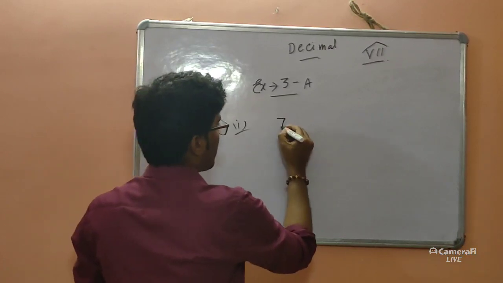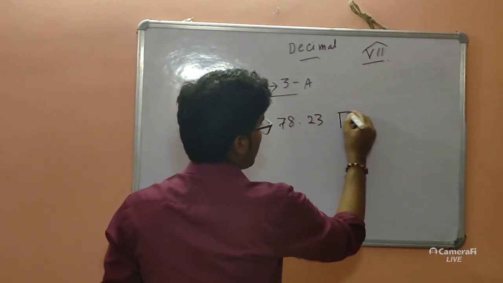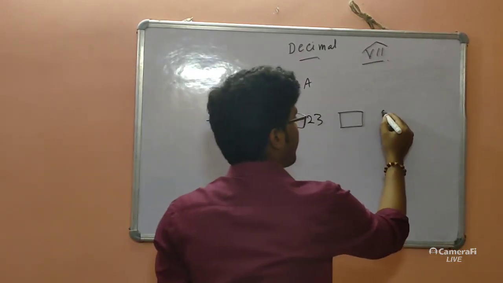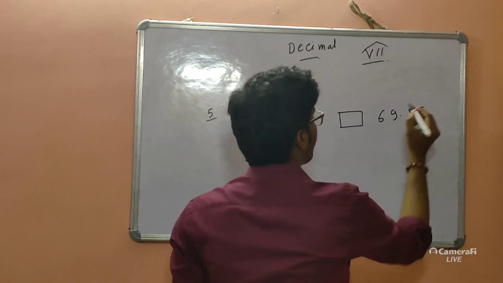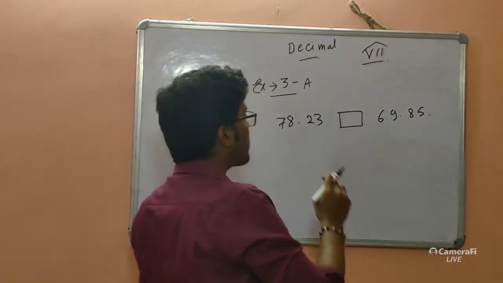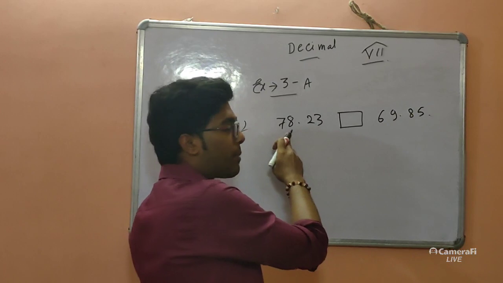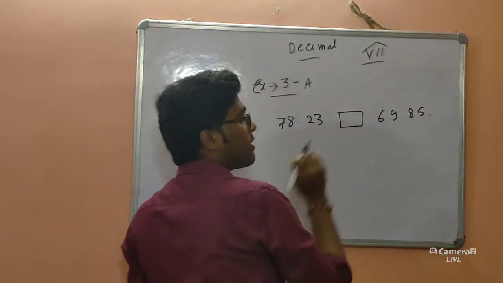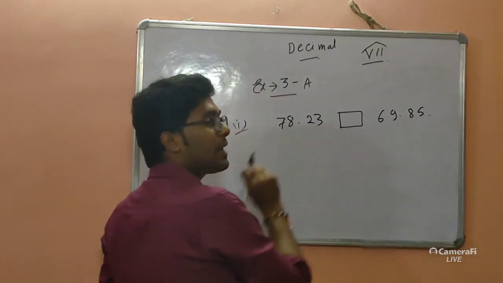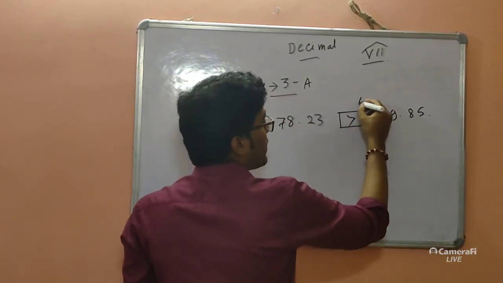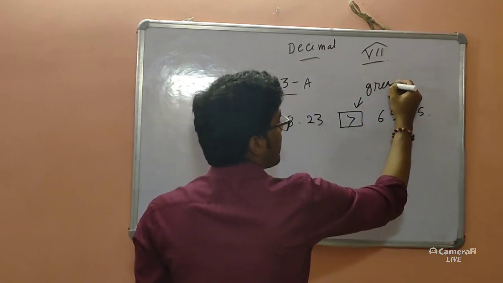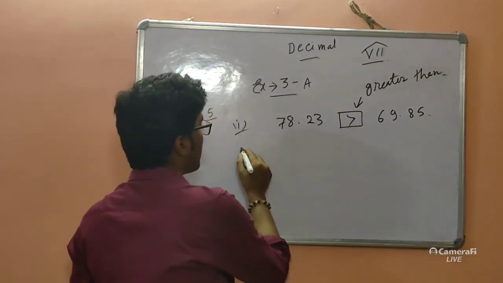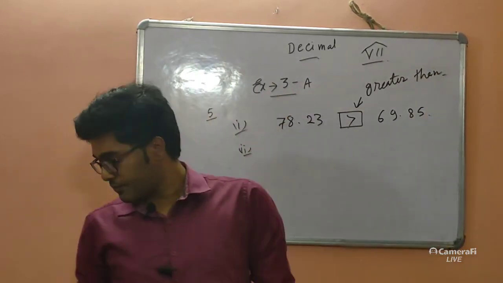78.23 and 69.85. Okay, now as you can see, at first we will check the whole number part. There it is 78, there it is 69. So obviously 78 is greater than 69. Greater means big. 78 is a big number, so therefore we give this sign. This sign is called the greater than sign. Okay, next do the second one.